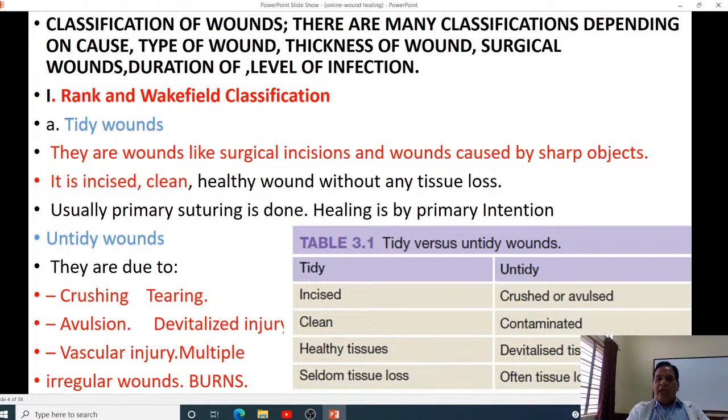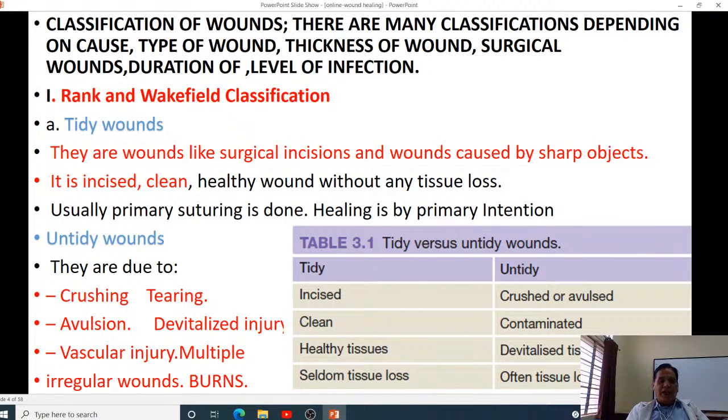What does it say? Any wound, whether it is a tidy wound, that means a clean wound, and as opposed to that, an untidy wound. Tidy wounds are caused by surgical incisions or usually by sharp objects. These are clean incised wounds, and more important, these are healthy wounds without any tissue loss. Understand? By tidy, we mean they are clean wounds and they don't have any tissue loss, which is very important. The moment tissue loss comes, the treatment or the management changes.